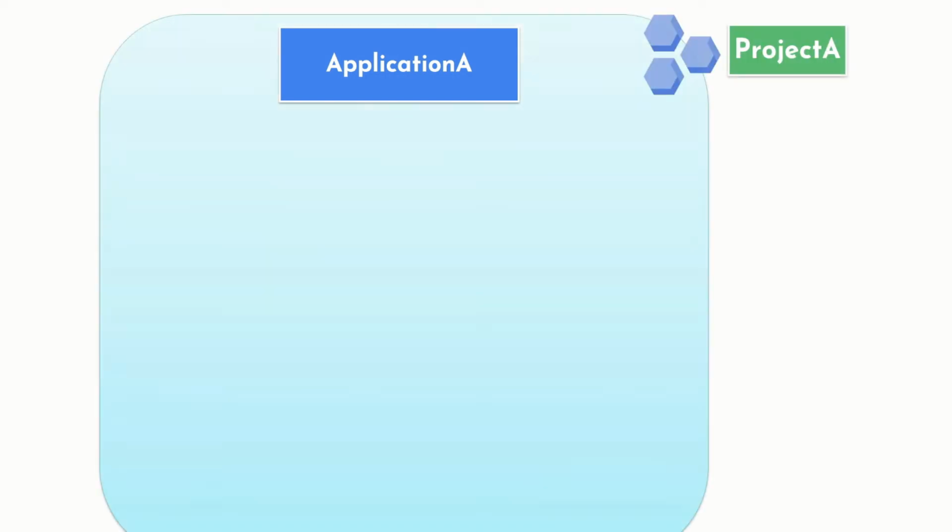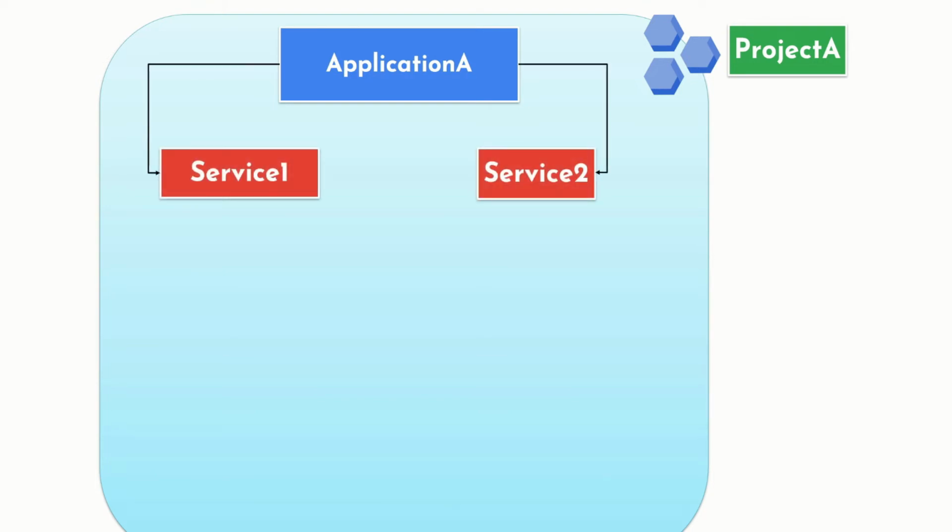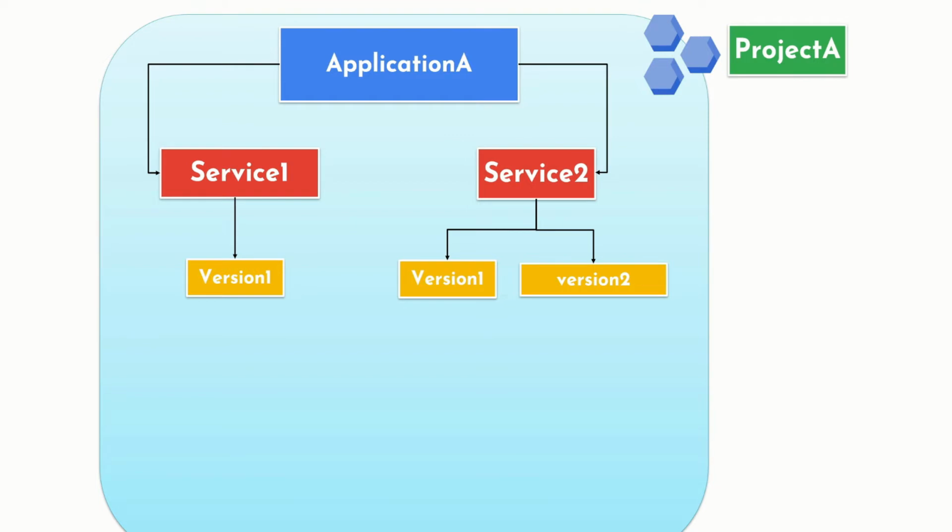Let's have a look at an example now. Let's suppose you have application A. In your project A, you can only have one application per project. Then you could have multiple services as part of that application. Let's say service 1 and service 2. Each service could have multiple versions. Whenever you deploy a service, or you redeploy it with a new option, or you update anything in it, a new version will be created.